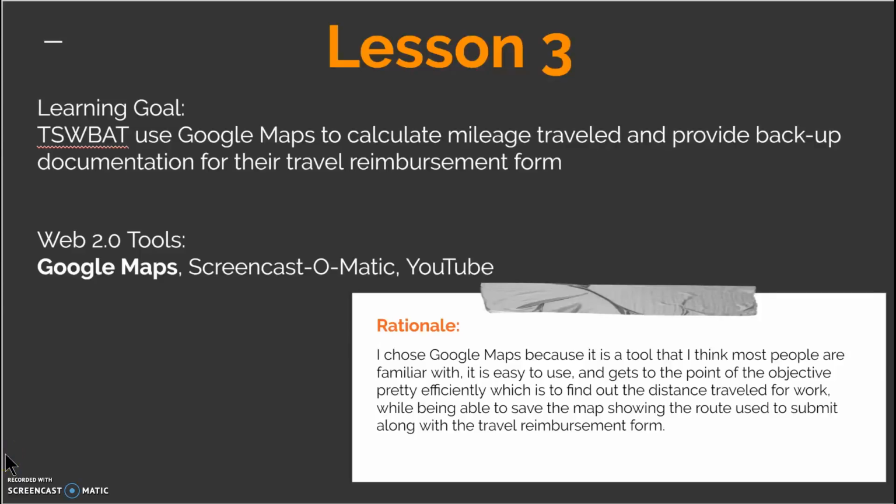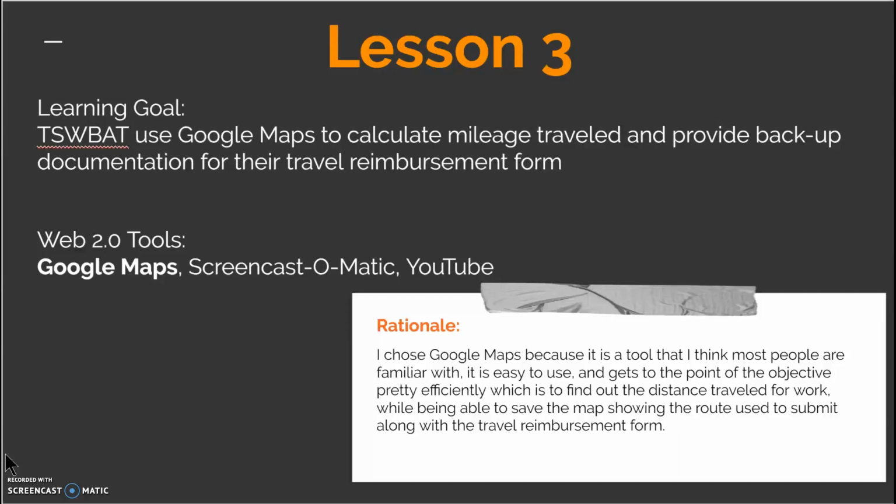So for my third lesson, I would like to teach OSU Juntos and Open Campus coordinators how they can use Google Maps to fill out their mileage forms for travel reimbursement once a month. Because in this work we do a lot of traveling to different sites and sometimes to trainings and just various things. There's a lot of times where we are reimbursed for travel.